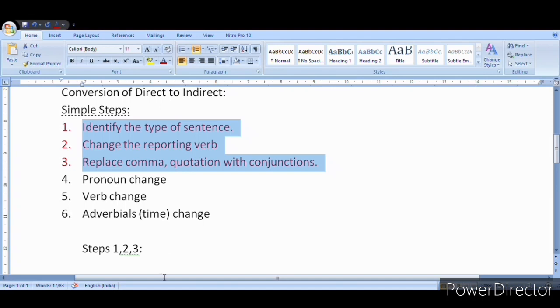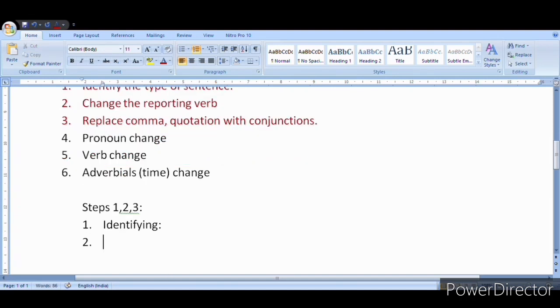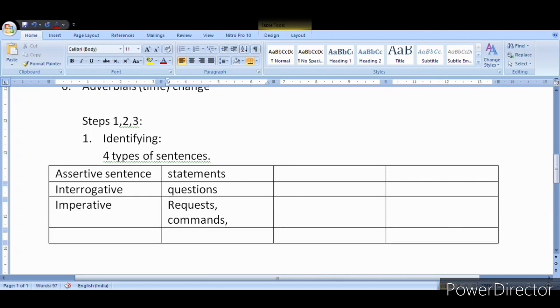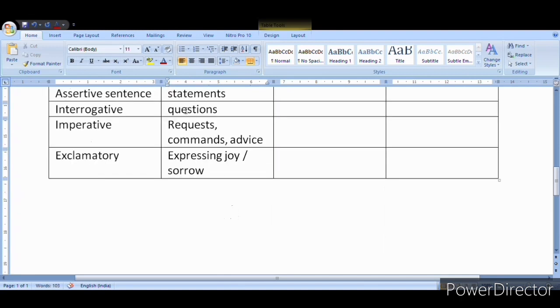So first step is what? Identifying the sentence. You know, four types of sentences are there. First one, assertive, that is normal statements. Number two, interrogative sentence, that is questions. Number three, imperative sentence. They are without subjects, like requests, commands, advice, etc. Last type is exclamatory, that is expressing joy or sorrow, expressing the feelings. So these are all the types of sentences.